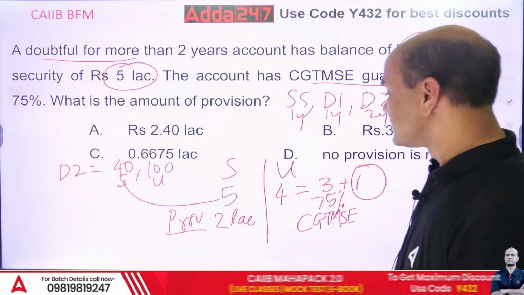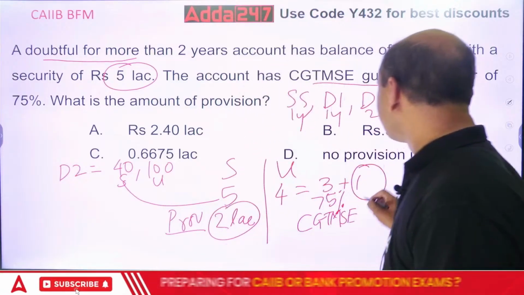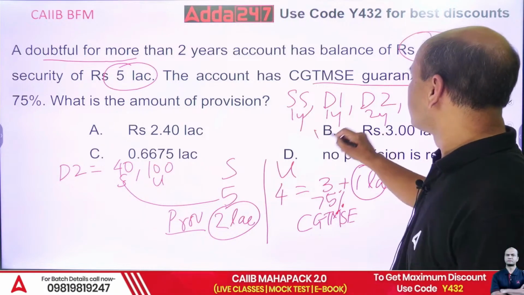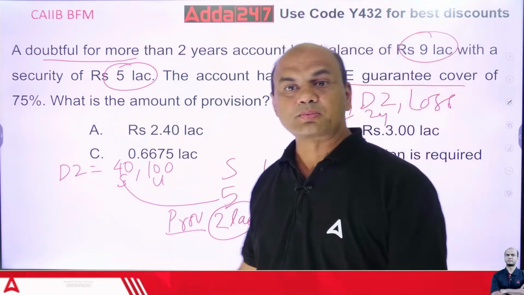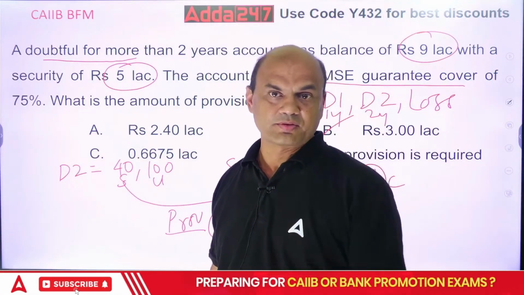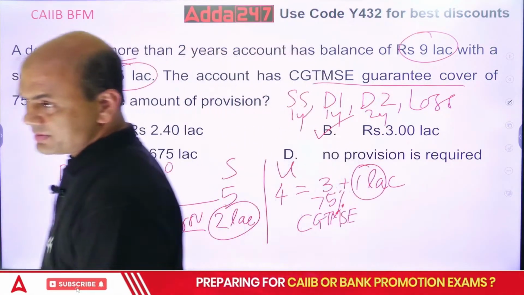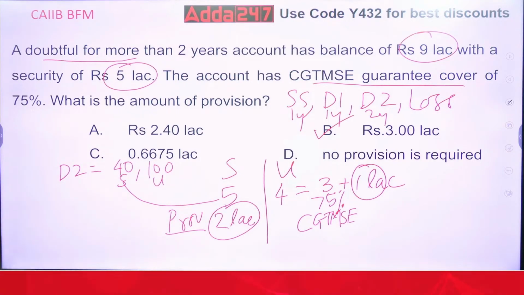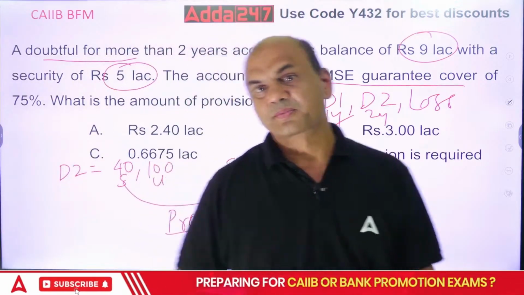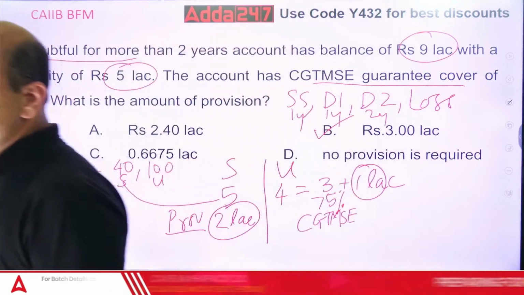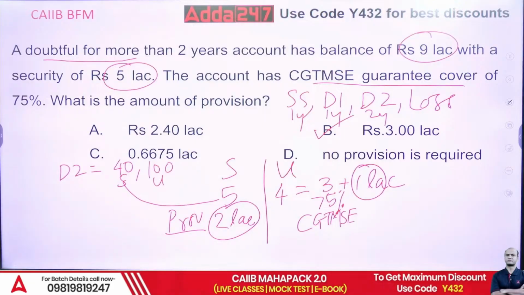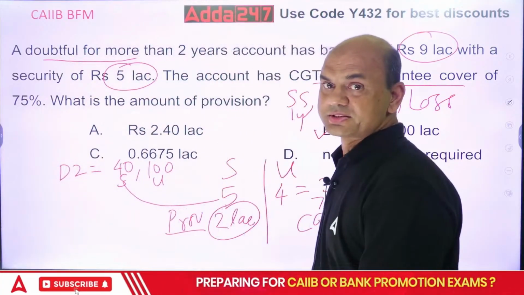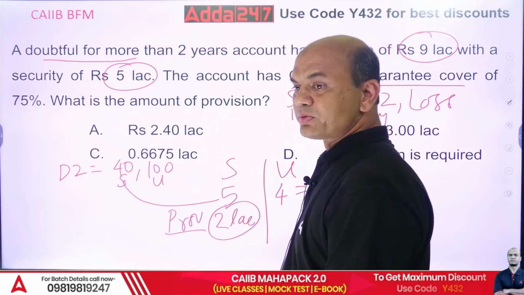So what is my total provision now? 2 lakh over here and 1 lakh over here. So my total provision becomes 2 plus 1, 3 lakh. Got it, everyone? Clear this concept? Very important, very simple. See the substandard, doubtful 1, doubtful 2. You must be very clear in the logic of this. Let's move on to the next one.